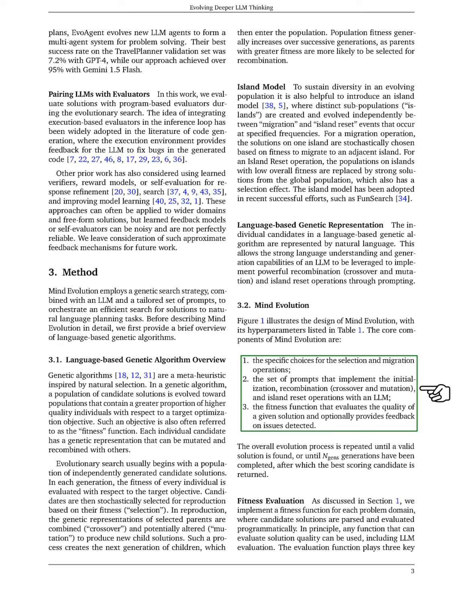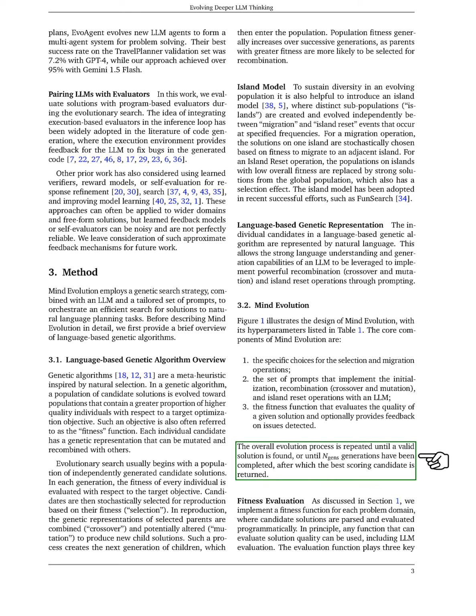Mind Evolution's design includes specific choices for selection and migration operations, a set of prompts for initialization and recombination, and a fitness function to evaluate solution quality and provide feedback. We repeat the evolution process until we find a valid solution or complete a set number of generations, after which we return the best candidate.